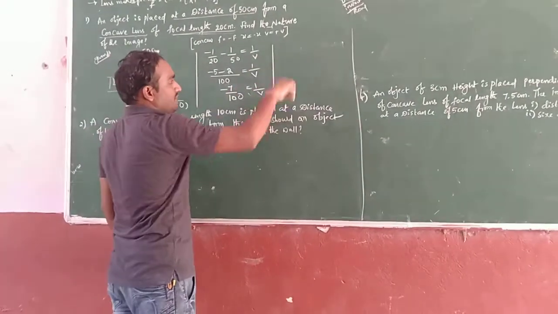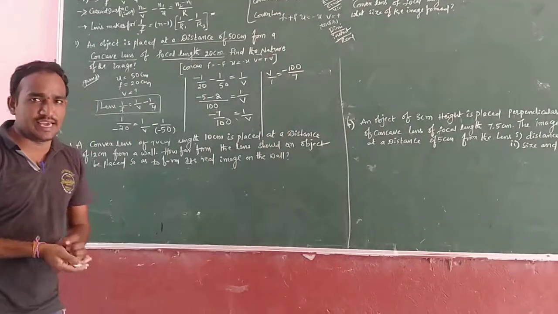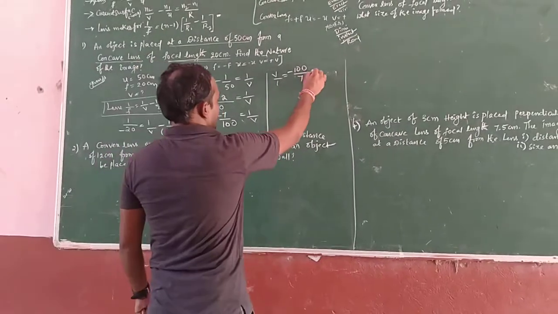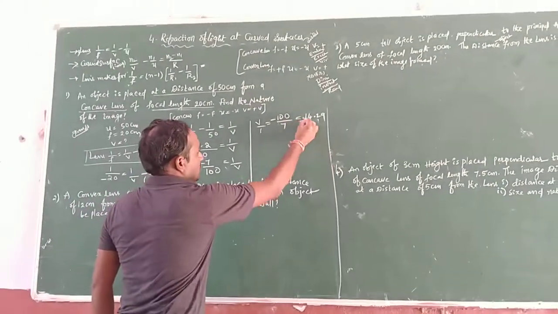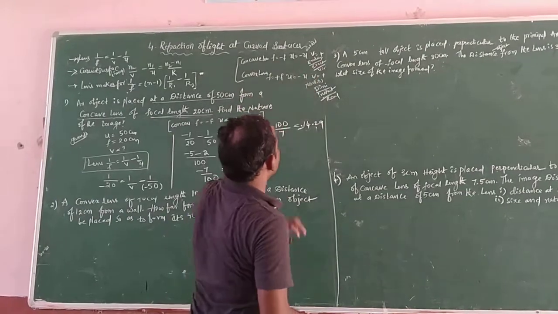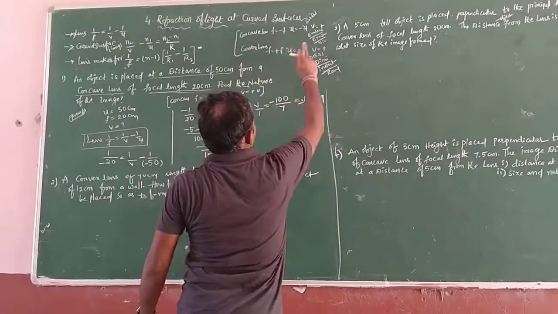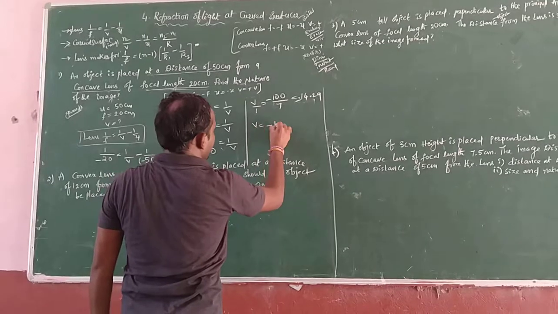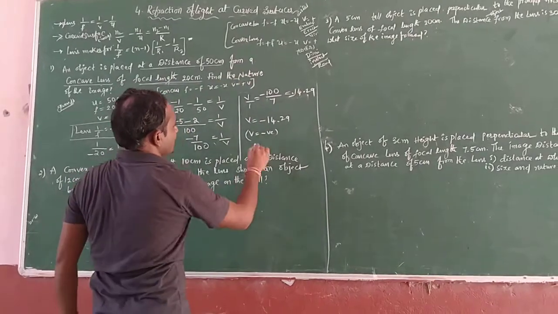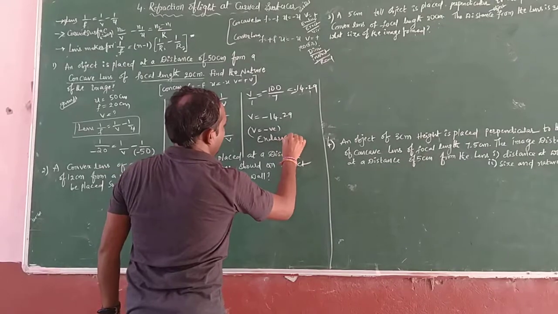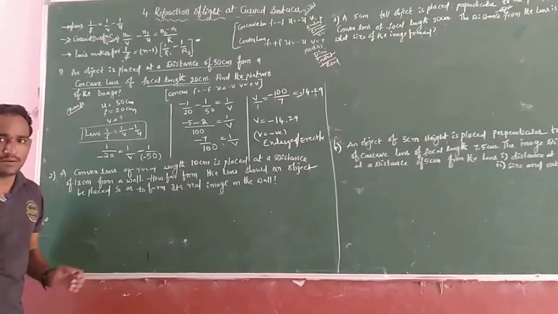Taking the reciprocal, v = -100/7, which is nearly -14.29. So the image obtained is enlarged, erect, virtual image. Okay, and go through problem number 2.